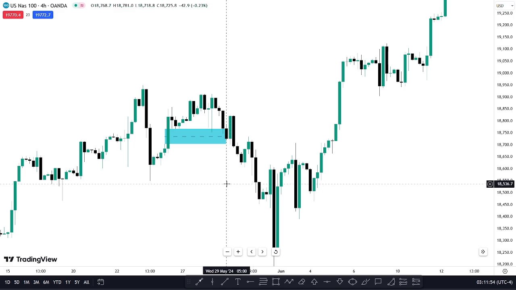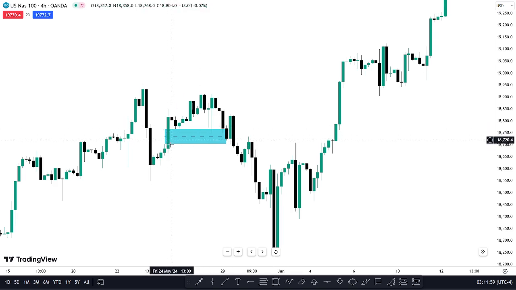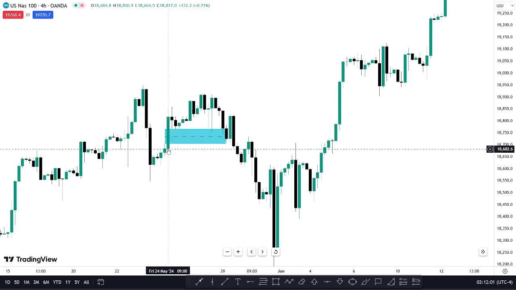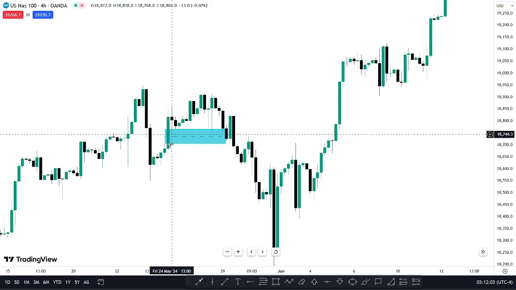I will go and look for the 5 a.m. candle. As you can see, the 5 a.m. candle closes, and then it closes with a fair value gap. You can see between 1, 2, 3 candles, there's a gap between. This is what we call a fair value gap. This is the closest fair value gap that we have right here.